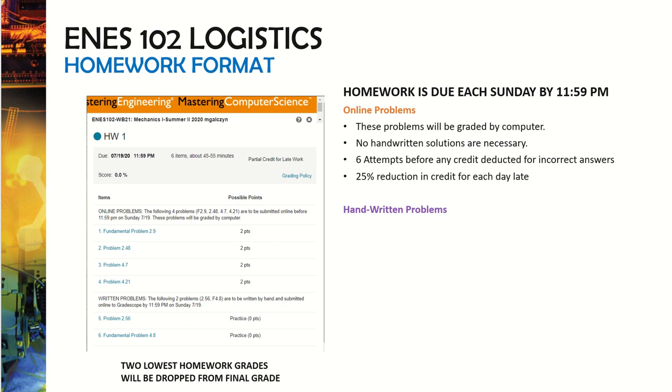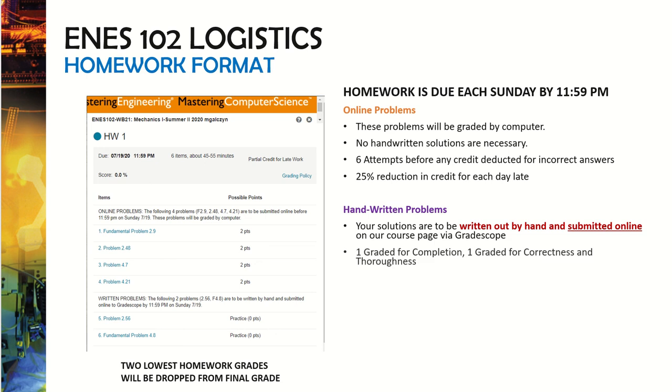There is also handwritten problems, and this is probably the most important part of the homework. On this part of the homework, you are required to develop handwritten solutions that you submit online via Gradescope. One of the problems will be graded for completion, and one will be graded for correctness and thoroughness. We will not tell you which of the two is graded for completion and which is graded for correctness and thoroughness, so you should treat both as if they are going to be graded very intensely.